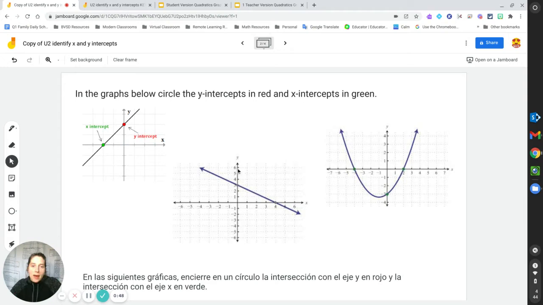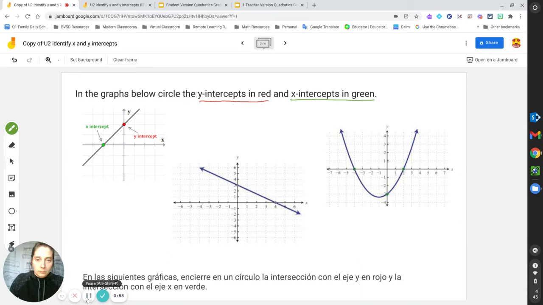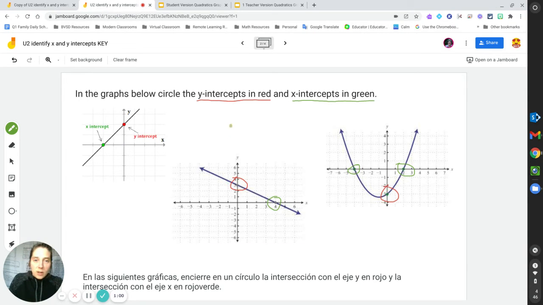So in these graphs, we have two graphs here. You are going to circle the y-intercepts in red and the x-intercepts in green. As you can see here, we have a y-intercept circled here, and a y-intercept circled here, both in red, and then for the x-intercepts, you have one on this line and you have two on this U-shaped graph, or parabola.